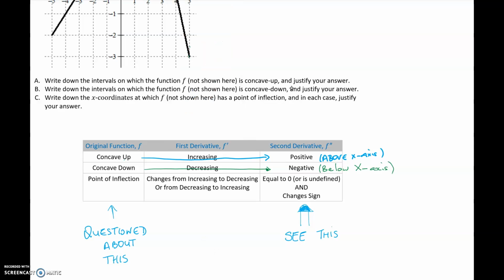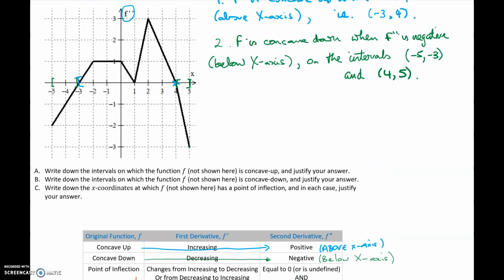And then the last question for today, C: write down the x-coordinates at which f, not shown here, has a point of inflection, and in each case justify your answer. So f has a point of inflection when the second derivative is equal to 0 or is undefined and changes sign. Don't worry too much about the undefined one, we're not going to see that very often. So f has a point of inflection when the second derivative is equal to 0 and changes sign. So where is f double prime equal to 0? In other words, where does it cross the x-axis?